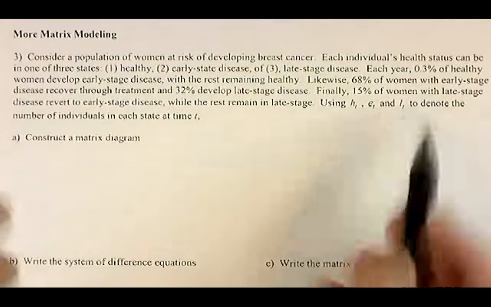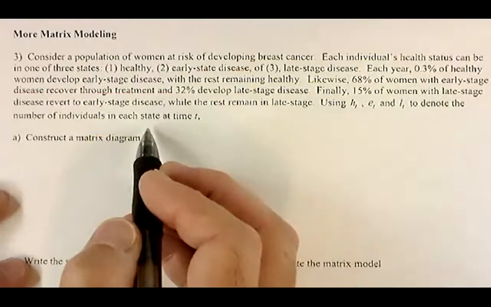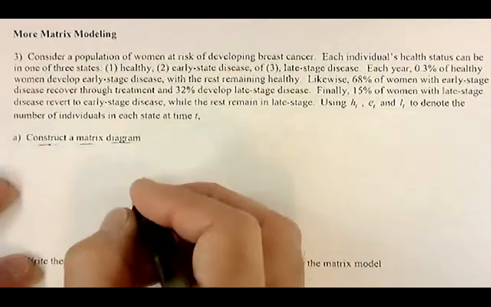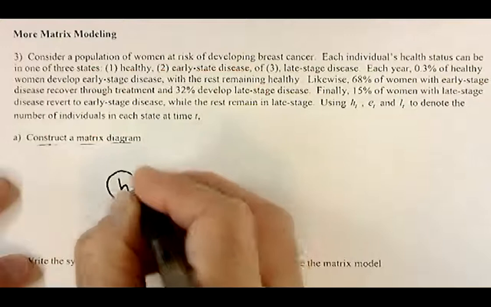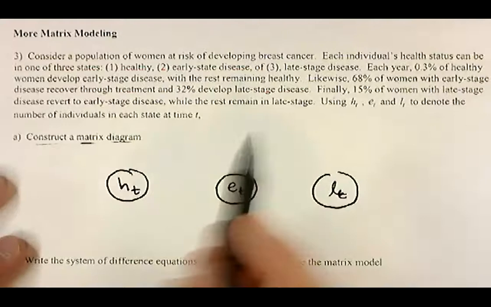So we're going to use H of T for healthy, E of T for early stage disease, and L of T for late stage disease to denote the number of individuals in each state. And the first thing is to construct a matrix diagram. So just like we did for the last one, we'll have H of T, E of T, L of T. All right, and we can start to fill this in.